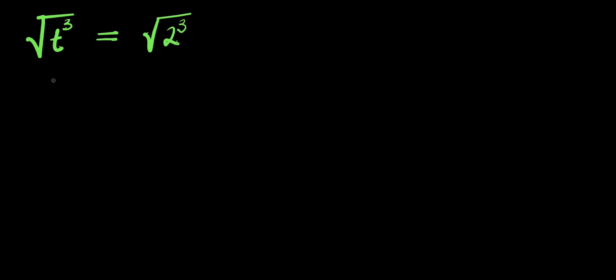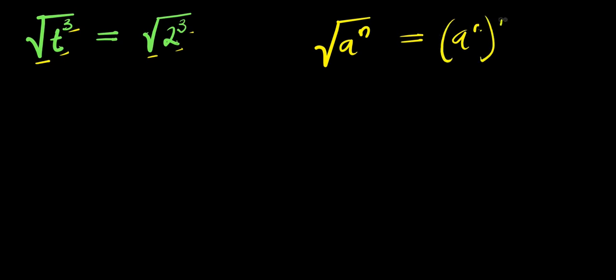Hello, how to solve this radical problem and find all values of t that satisfy this equation. This is square root of t power 3 equals square root of 2 power 3. Now, if you have square root of a power n, this equals a power n raised to the power of 1 over 2. Because of this square root, that's why we are having this 1 over 2 at the exponent.